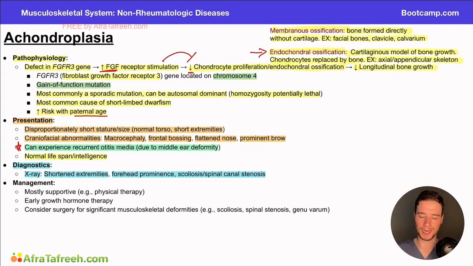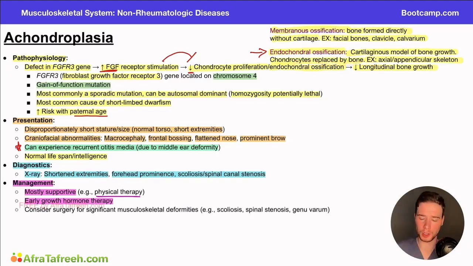Now, when we think about the management here, there's not a ton of options for this condition. It's really based on symptom management. So it's mostly supportive things such as physical therapy and helping them in their ability to walk or go about their daily tasks. We can also consider things like early growth hormone therapy. Although this therapy is quite controversial at this time, it doesn't really have great research for increasing bone growth. However, it is something that's kind of under investigation at this time.